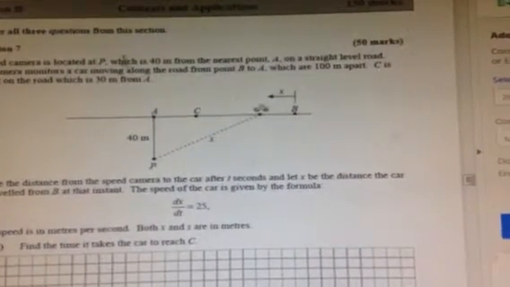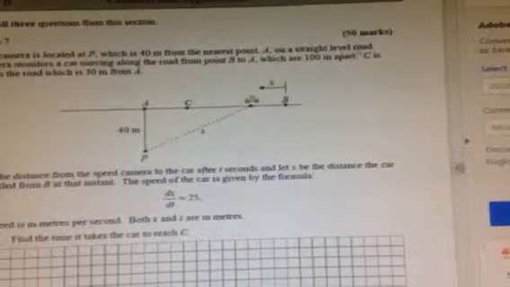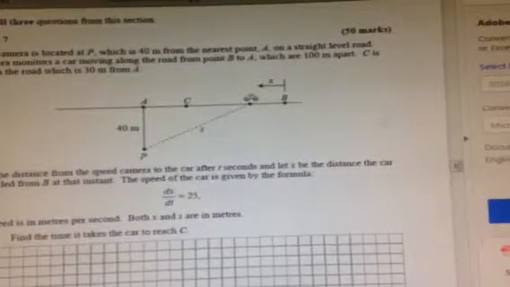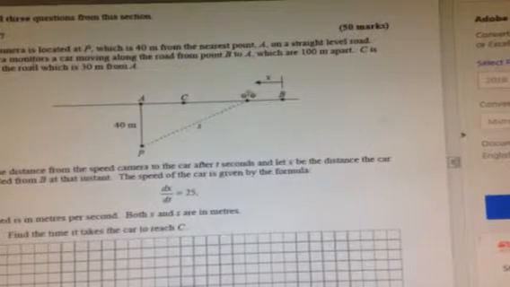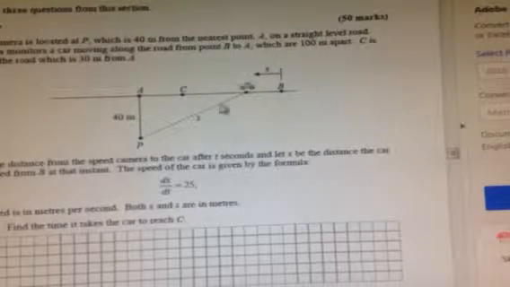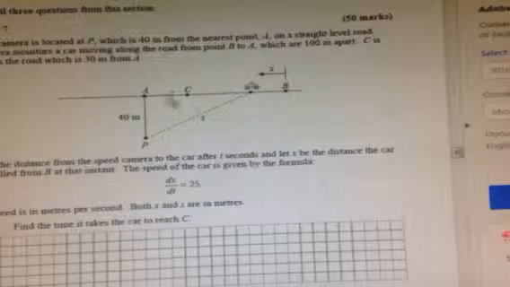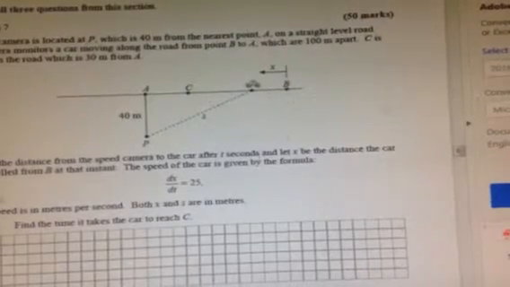a speed camera is located at P, which is 40 meters from the nearest point, A, on a straight road that's level ground. The camera monitors a moving car that's going along the road from point B to A, which are 100 meters apart, and C is a point on the road which is 30 meters from A. So I can fill this into my diagram.